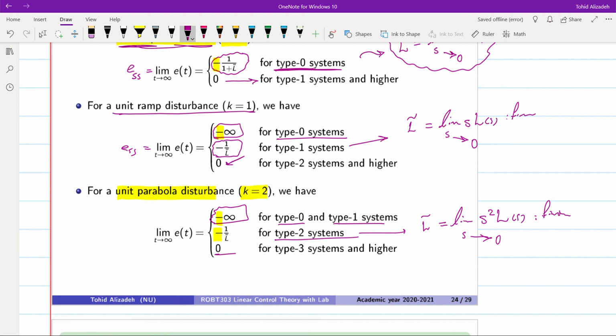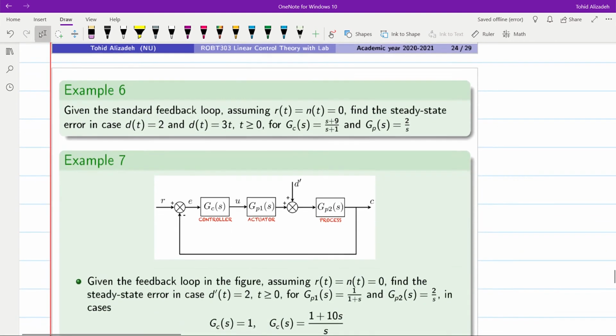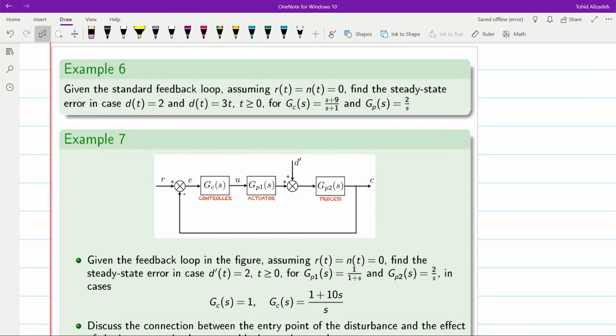Okay, so that's all about how the closed loop system will behave in terms of rejecting the disturbance. In the next video lecture, we will go through 2 examples where we have some transfer functions given for the controller and the plant, and also a set of given reference signals for the disturbance, and then we will see what happens to the steady state error of the system.